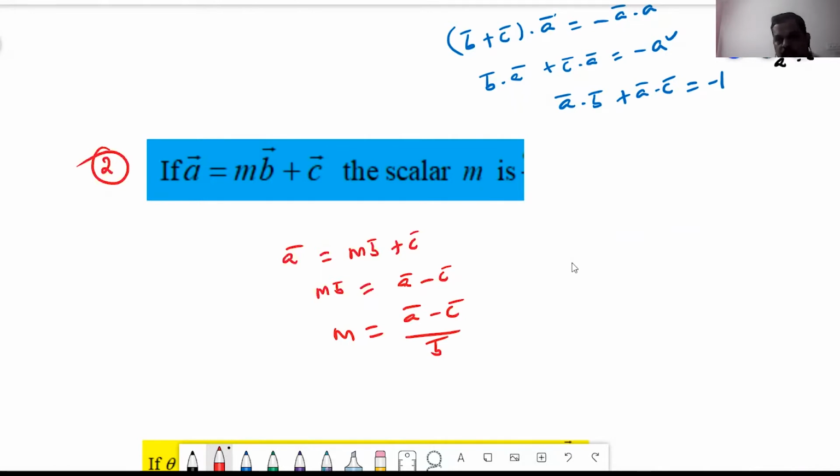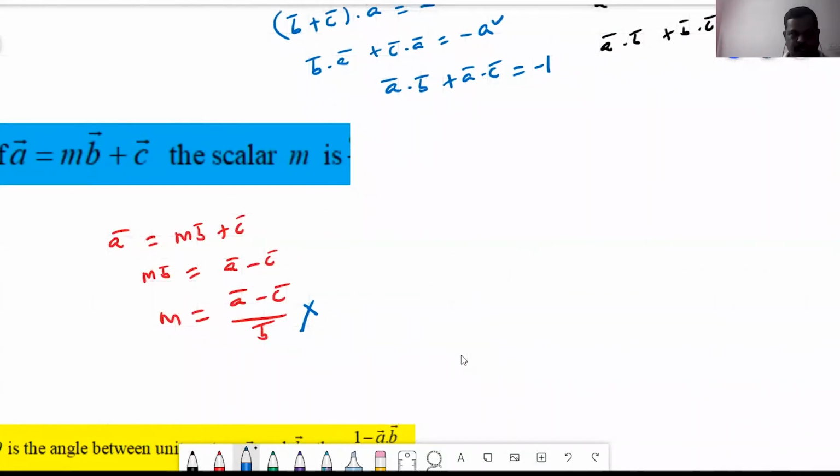So why is this wrong? Mathematically it may be correct, but when you do vectors, this is wrong. Why is it wrong? Because we cannot divide a vector by a vector, because this has one direction, this has one direction. We can only divide magnitudes, but we cannot divide vectors. So this is wrong. Then what is the correct procedure? Take the second step same as this. So MB bar is equal to A bar minus C bar.